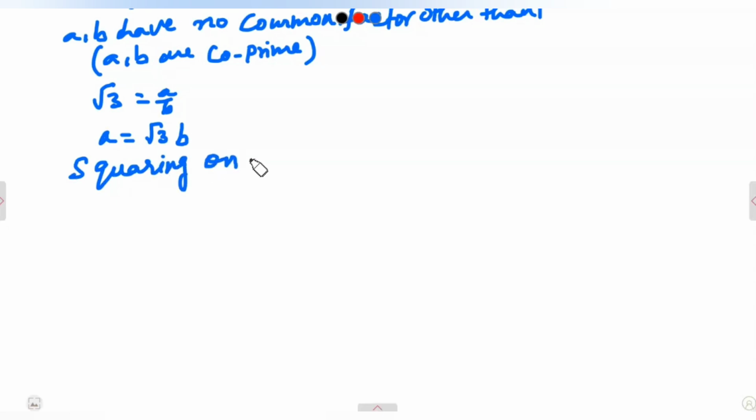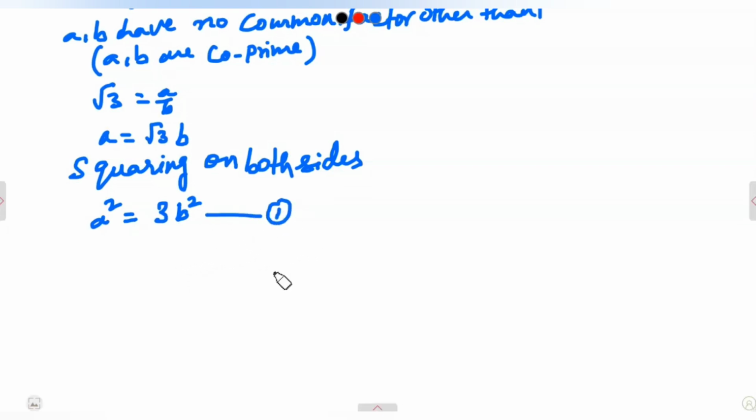Squaring on both sides, we have a becomes a square, root 3 becomes 3, b becomes b square. So a square is equal to 3b square, which we keep as number 1. Now, a square is equal to 3 into some number, which means 3 divides a square exactly. So therefore 3 divides a square.